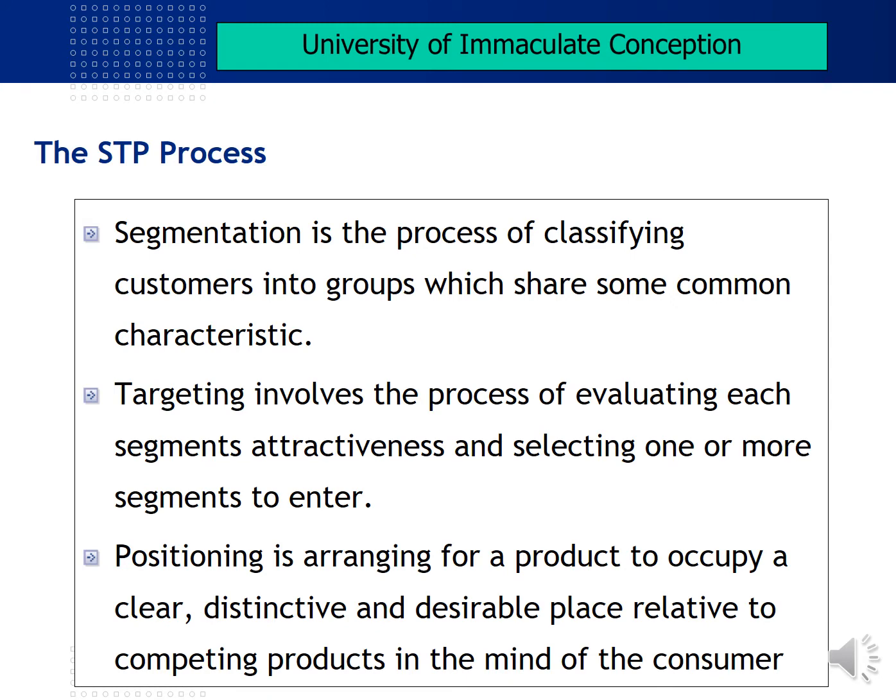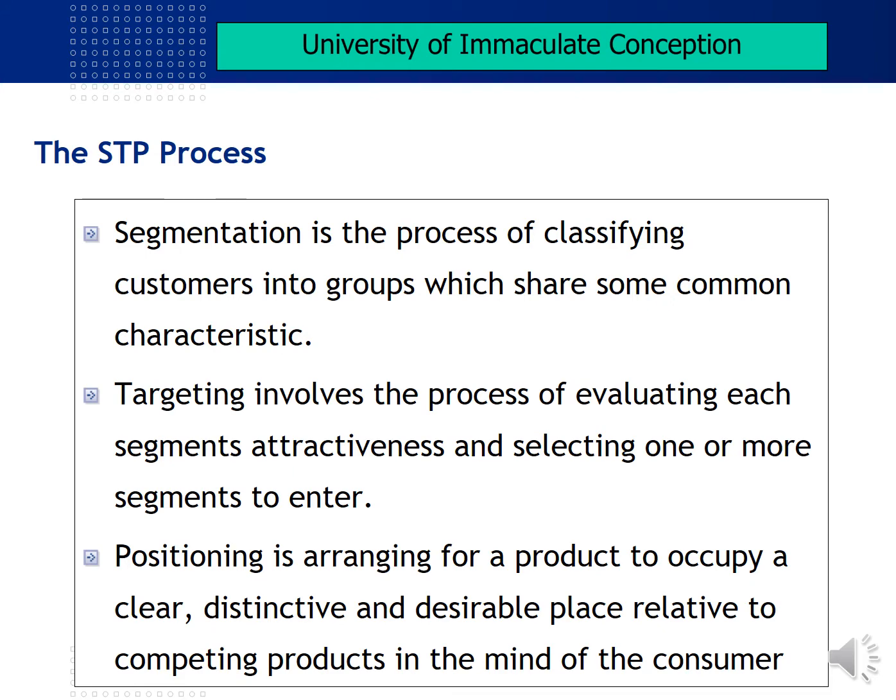Next is the STP process. First is segmentation. It is a process of classifying customers into groups which share some common characteristics. It is a way of finding a specific market for your product or business. If you are starting up your business and want to identify your target market, then you need to understand market segmentation. We will discuss it deeper as we go along with the discussion.